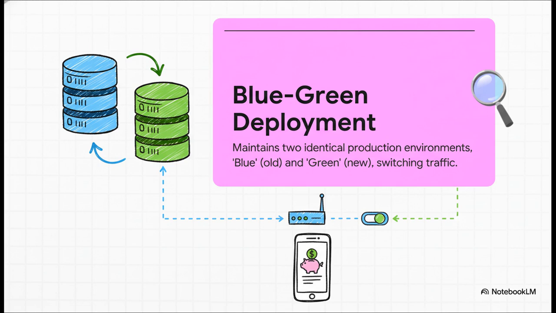Okay, picture this. You have two totally identical production environments. Let's call them blue and green. Blue is what your users are on right now. Green is where you've deployed the new version. Once you're ready, you just flip a switch at the router and all traffic instantly goes from blue to green. It is the ultimate undo button. If something's wrong, just flip it right back. You can see why this is perfect for a critical update to something like a mobile banking app.